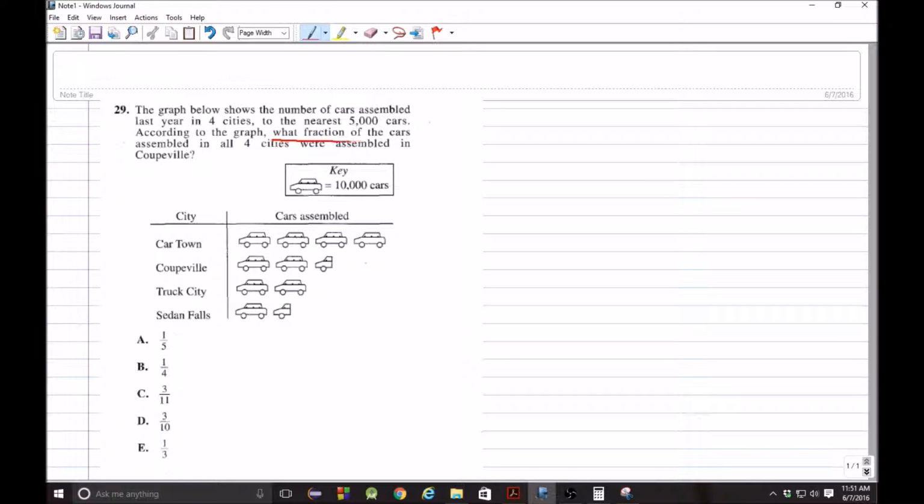So we want to know what fraction of the total cars in all 4 cities were assembled in Coupeville. Key: 1 car equals 10,000 cars for this picture. So Coupeville has 2.5 cars, which means 2.5 times 10,000, which equals 25,000.